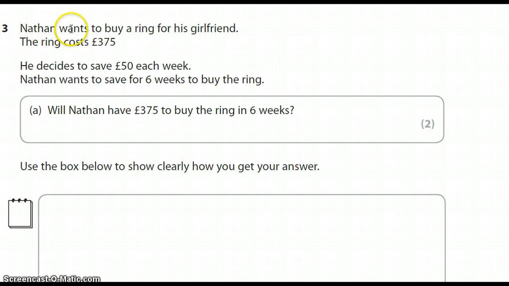Number 3. Nathan wants to buy a ring for his girlfriend. The ring costs that amount. He decides to save that amount each week. Nathan wants to save for that many weeks to buy the ring. Will Nathan have that amount to buy the ring in that many weeks? Use the box below to show clearly how you get your answer.